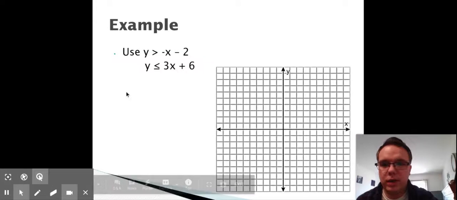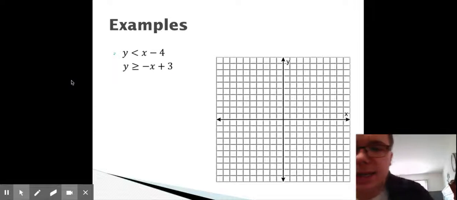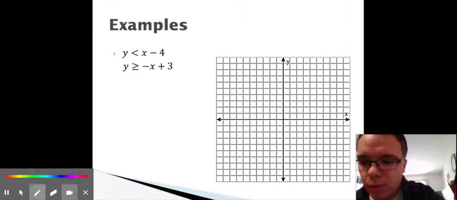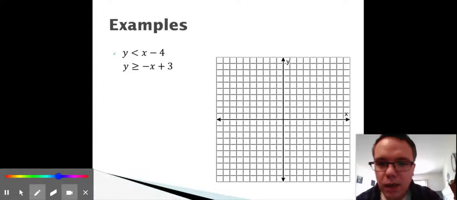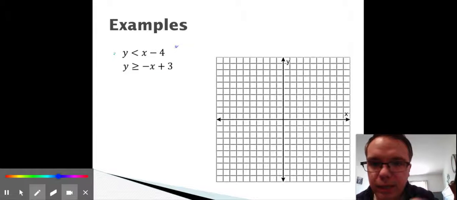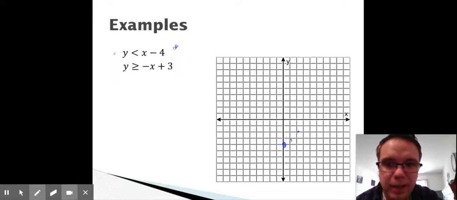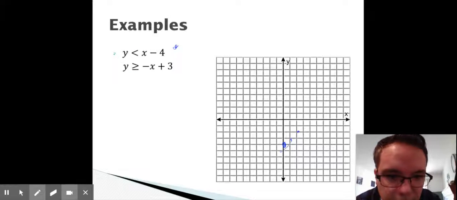All right, so we are going to do a second example. Our second example is y is less than x minus 4, and y is greater than or equal to negative x plus 3. So for our first line, again, I'm going to make that one blue. We're going to start at 0, negative 4, and we're going to go up 1 over 1 because our slope is 1 over 1, and that is a less than symbol, so I'm going to make that a dotted line.